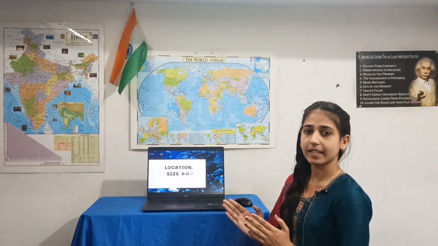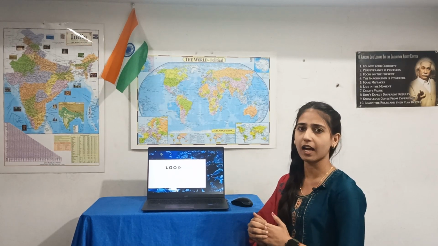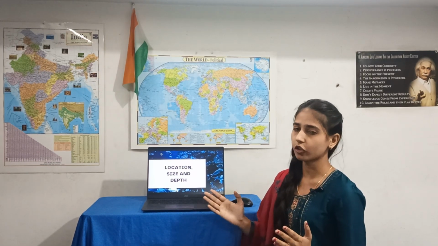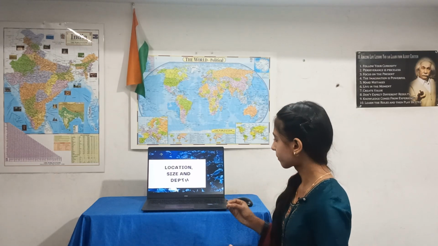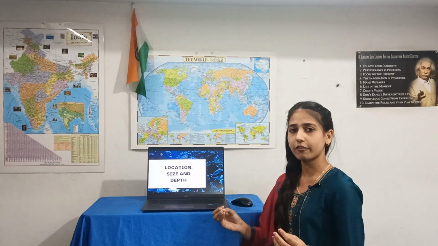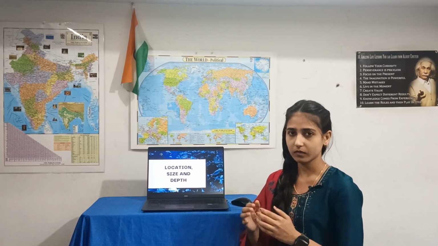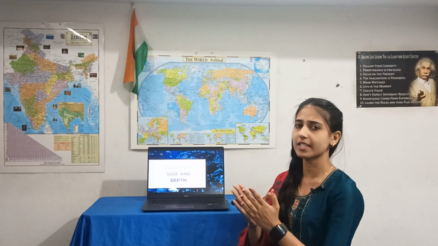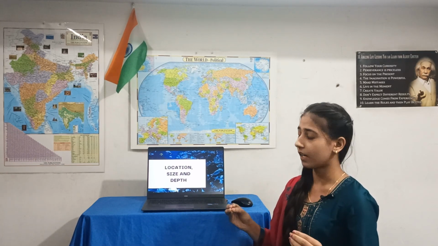My second topic is the location, size, and depth. The Indian Ocean stretches from the east coast of Africa, the west coast of Australia, and the southern coast of Asia to the Antarctic Ocean. It expands roughly 10,000 km from north to south. Its deepest point is 7,600 km. The deepest point of the Indian Ocean is the Java Trench.